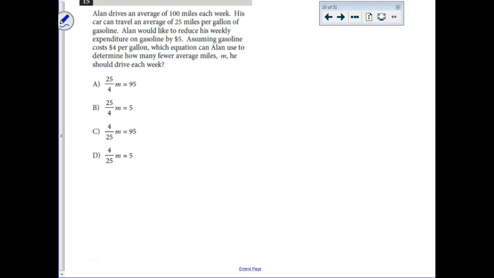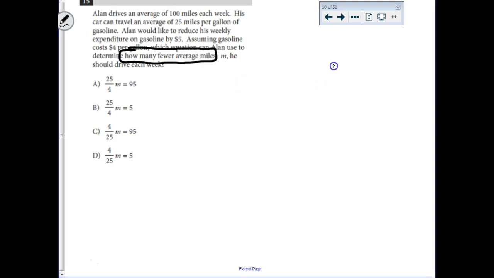Ready? Alan. Alan's averaging 100 miles each week. That seems important. His car can travel 25 miles per gallon. Alan would like to reduce his weekly expenditure on gas by $5. Assuming gasoline costs $4 per gallon, which equation can Alan use to determine how many... Oh, boy. This is why this question is tricky, okay? You have to remember at the end of this question that we are supposed to figure out how many fewer miles he's supposed to drive, okay? Keep that in mind.